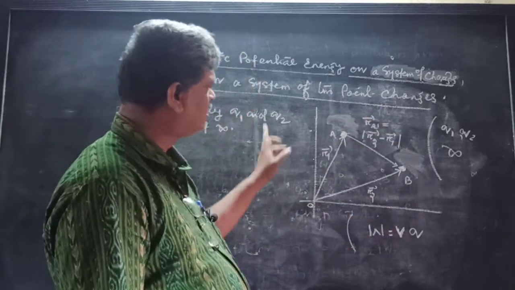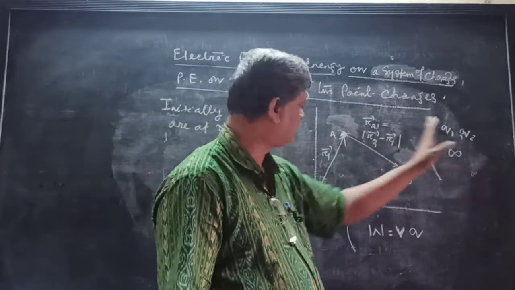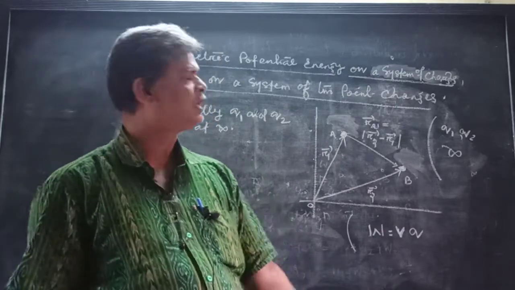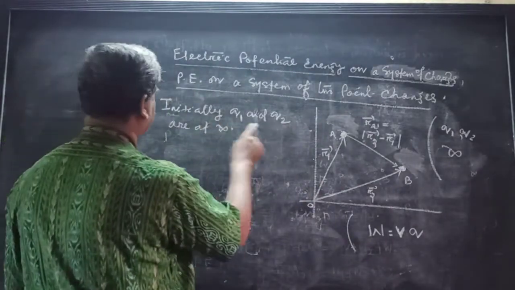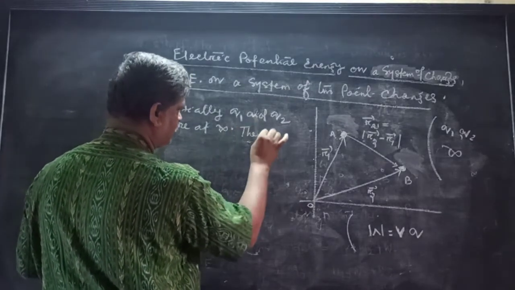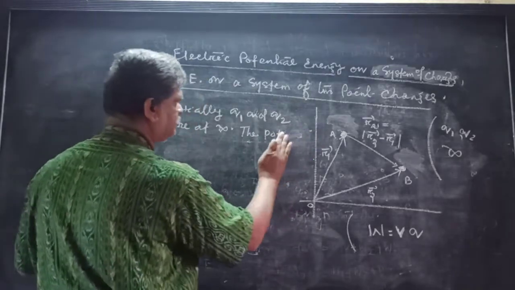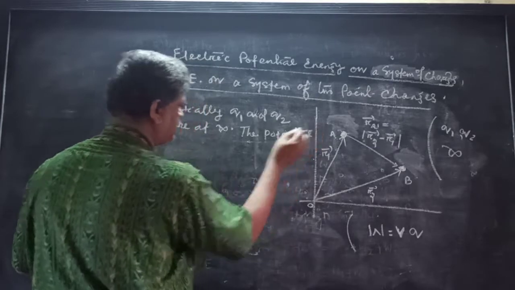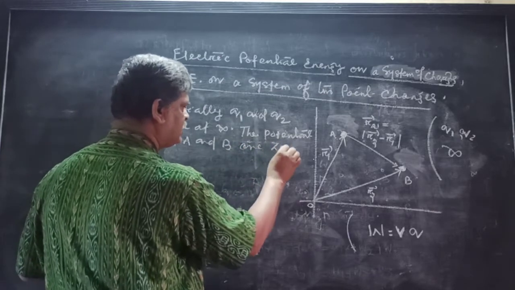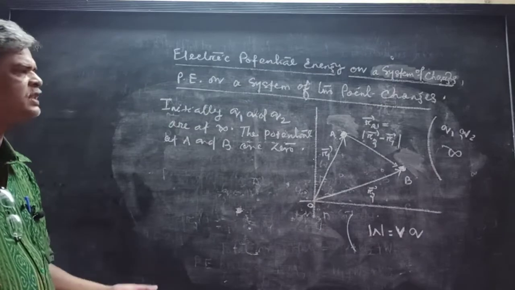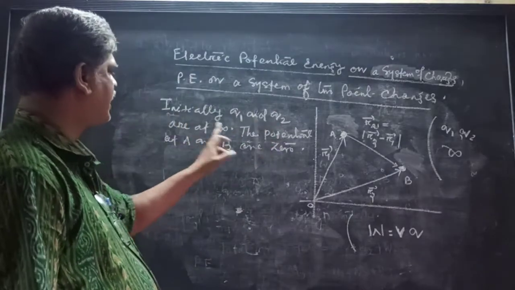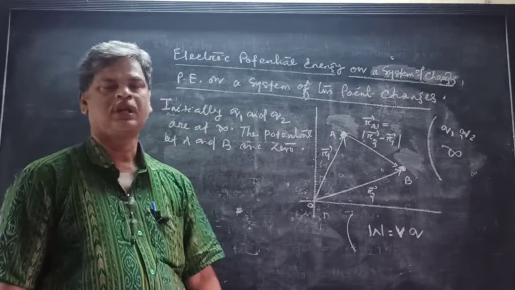First, let us see what is the potential at point A, as there is no charge. All the charges are at infinite, there is no charge, there is no field. Then what is the potential at A and B? The potential at A and B are 0, since there is no charge. Initially q1 and q2 are at infinite, so the potential at A and B are 0, since there is no charge, no field, no potential. Initially q1 and q2 are at infinite, the potential at A and B are 0.